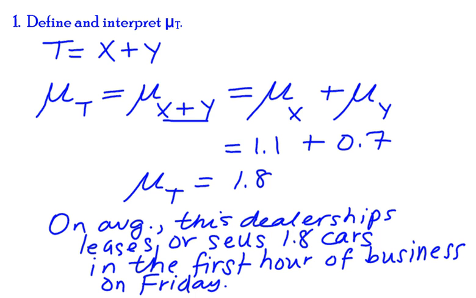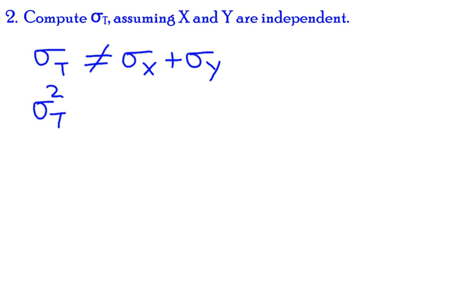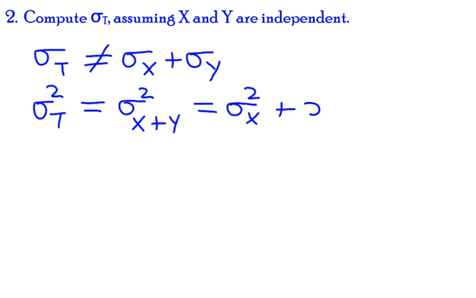Let's move to the second question that was asked. Now we want to compute sigma t, assuming x and y are independent. Even though we're being asked for the standard deviation, we cannot just add the standard deviations to each other. We must go to the variance of t. Variance is the mother. So the variance of t is the variance of x plus y, which we know is the variance of x plus the variance of y. Now, we were given standard deviation, so in order to find the variance, we're going to have to square these and then take the square root.